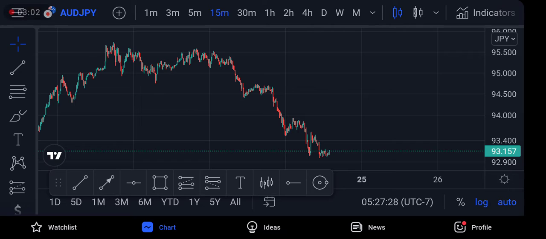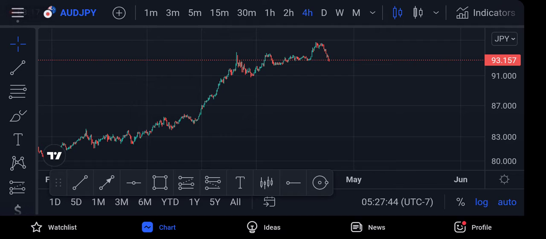When you have gotten your direction using the weekly and the daily, you have done your analysis and you now know where the market is actually heading. Then you switch down to your 4-hour time frame. Your 4-hour, 2-hour, and 1-hour, you use them to check for a good entry level. You use those three time frames, 4 hour, 2 hour, 1 hour, to check for a good entry level.